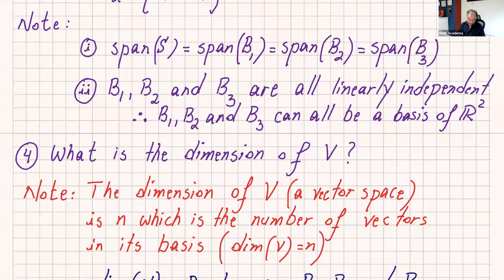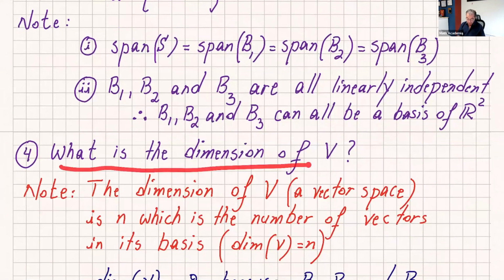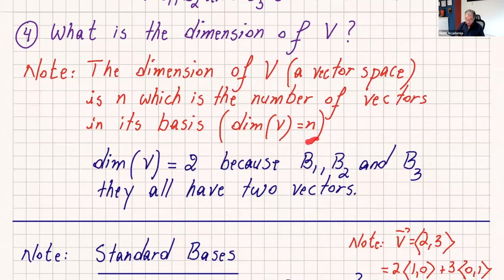So another question is, what is the dimension of V? And again, note the dimension of a vector space V is n. So we can call it n, which is the number of vectors in its bases. And that's how you write it: dimension of V equals n. Here we have two vectors in each basis, B1, B2, and B3, so the dimension of V is 2.